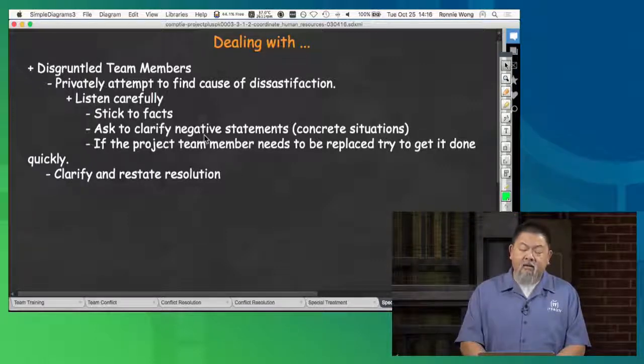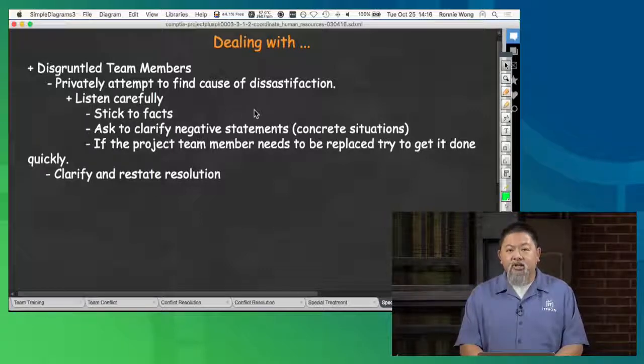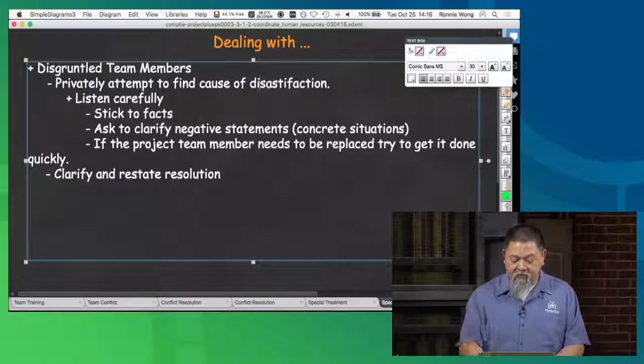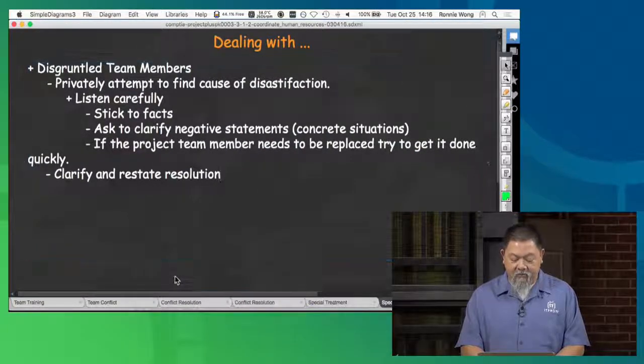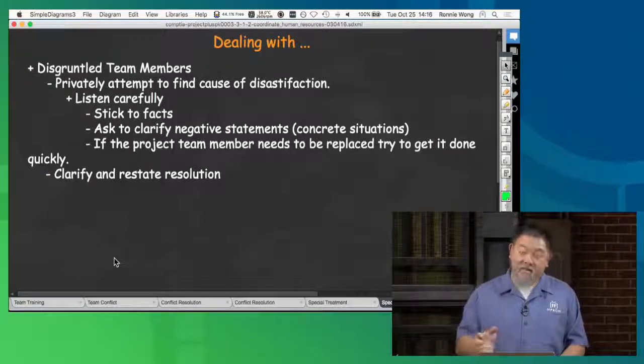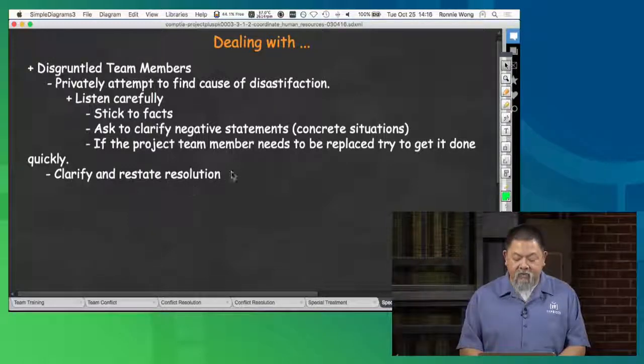Okay? Also, the other thing that you have to be willing to deal with here, of course, are disgruntled team members, and you've got to be careful here too. Make sure that as you listen to them, you try and figure out what the cause of the dissatisfaction is. And I think I misspelled dissatisfaction. So it figures. Okay. Dissatisfaction. Make sure you stick to the facts, and that's actually key here. Don't embellish. Don't take it away. Don't minimize it. Make sure you stick to the facts.